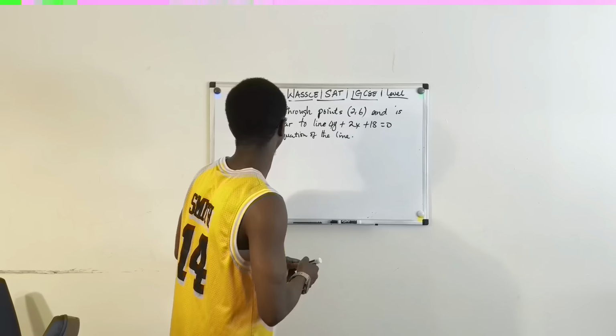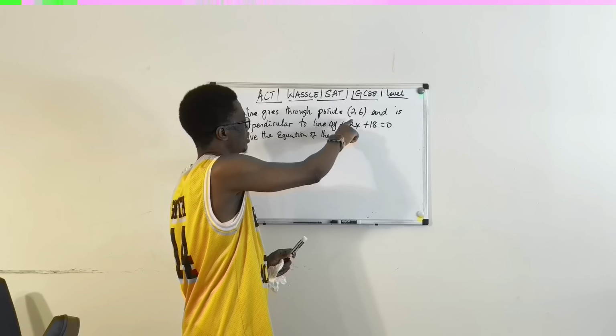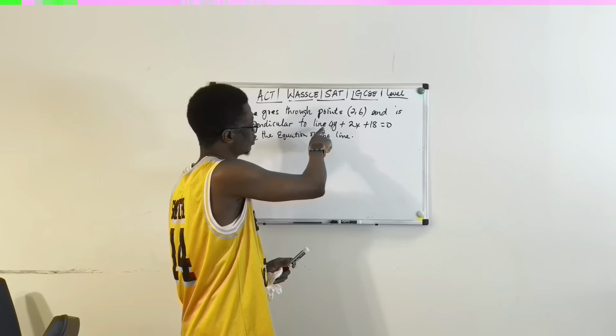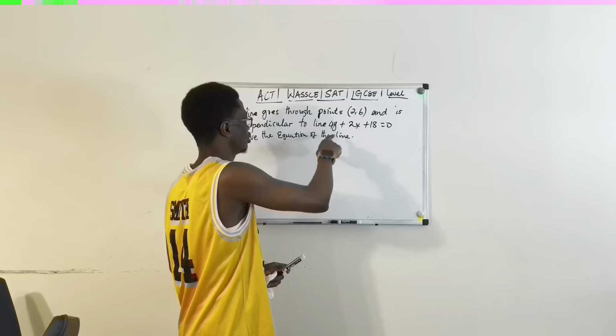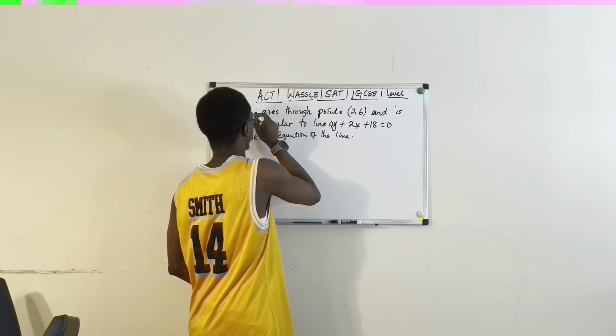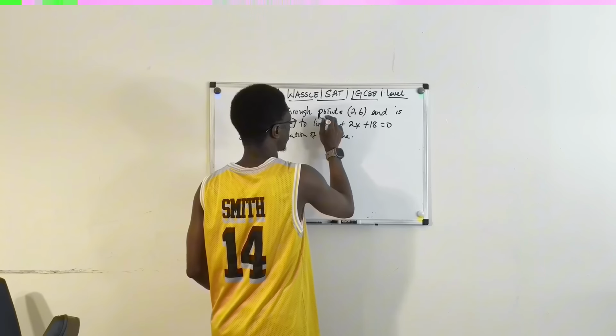Let's solve this one quickly. It says a line goes through the point 2, 6 and is perpendicular to the line 4y plus 2x plus 18 equals 0. Find the equation of the line. They need us to find the equation of the line with this point.